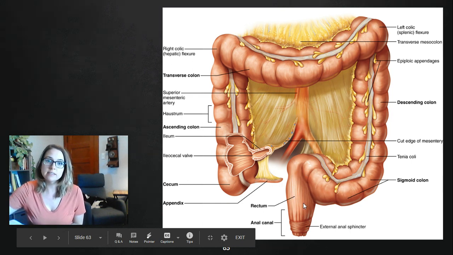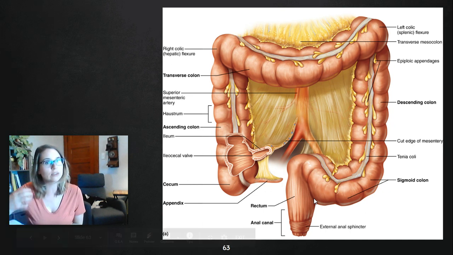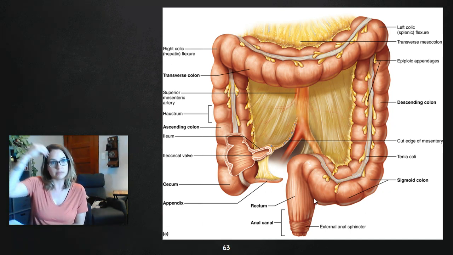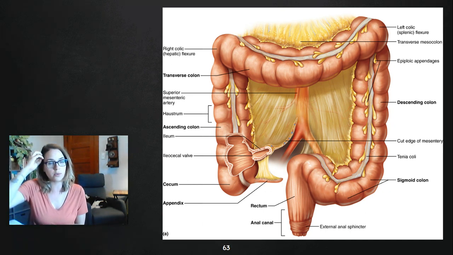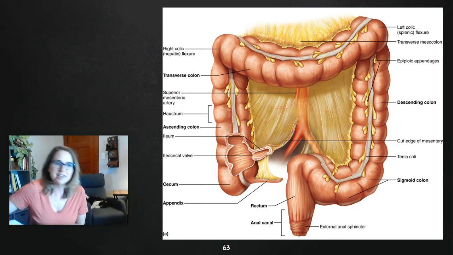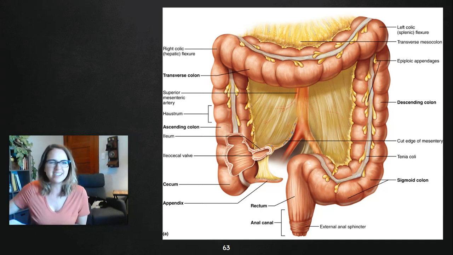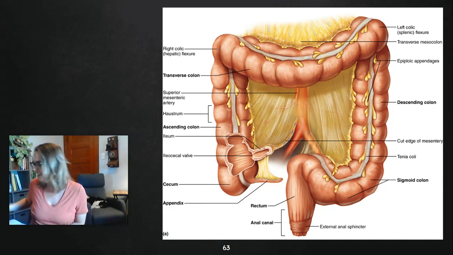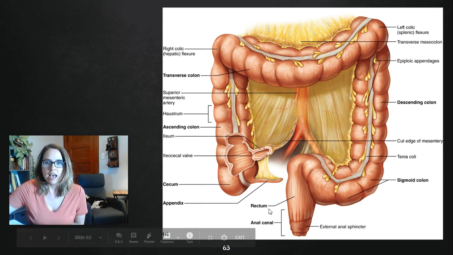Okay? If feces is present in the rectum, you get a nerve stimulus to your brain that tells you you need to eliminate. And you can read all about the defecation process. It's not important for your test, but I find it pretty interesting. It's in this section of your textbook. It talks about the defecation reflex.